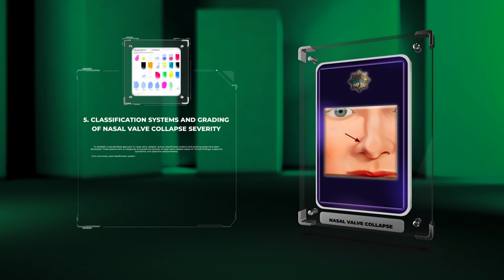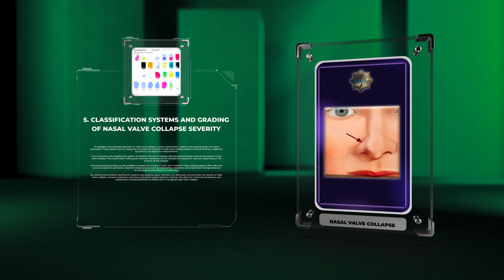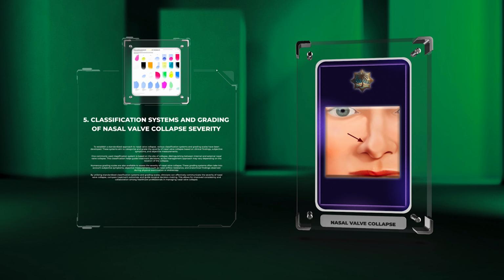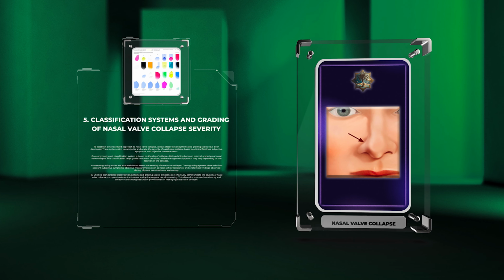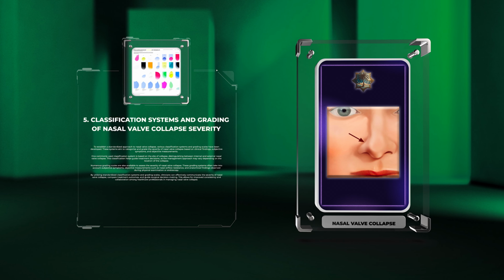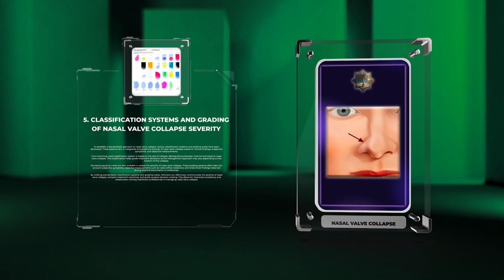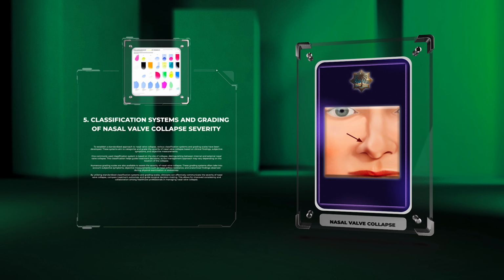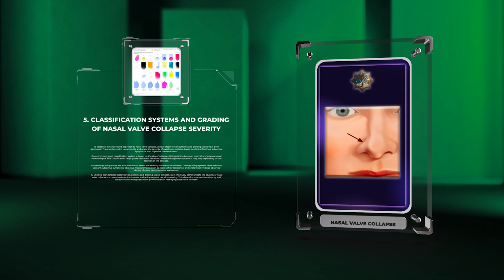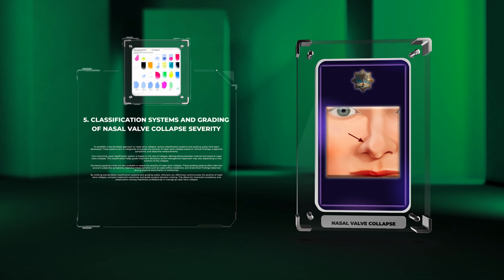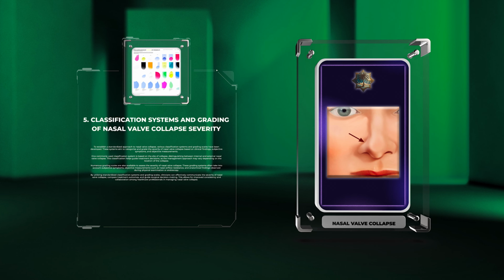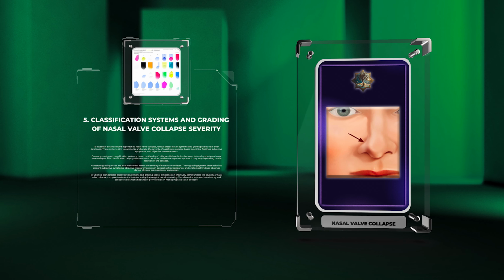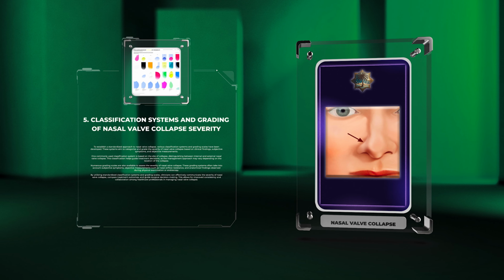To establish a standardized approach to nasal valve collapse, various classification systems and grading scales have been developed. These systems aim to categorize and grade the severity of nasal valve collapse based on clinical findings, subjective symptoms, and objective measurements. One commonly used classification system is based on the site of collapse, distinguishing between internal and external nasal valve collapse.